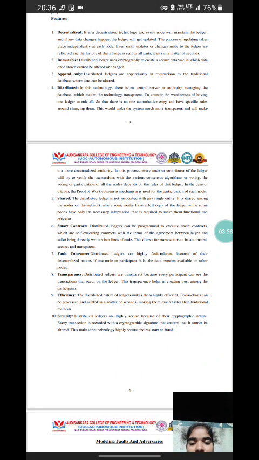Ninth one, efficiency. The distributed nature of ledgers makes them highly efficient. Transactions can be processed and settled in a matter of seconds, making them much faster than traditional methods.